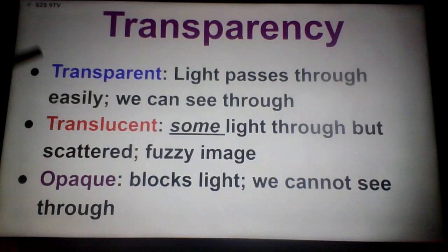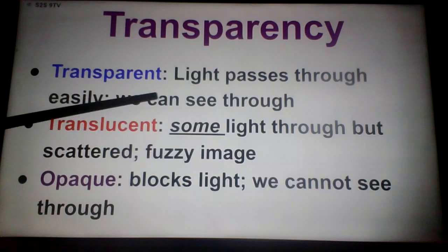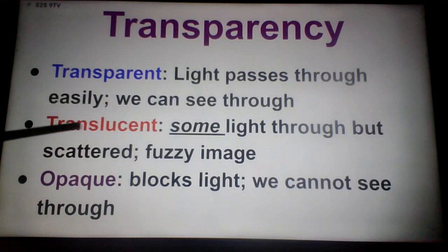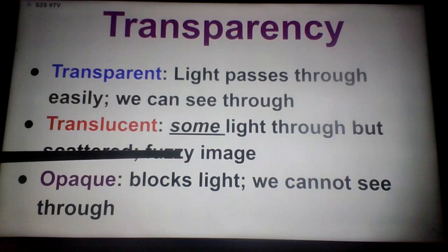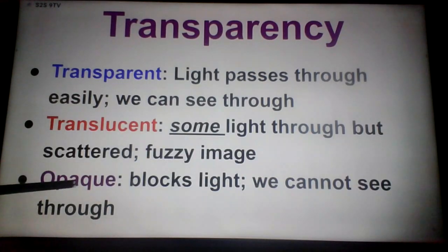So just 3 definitions here. Transparent are things that let light pass through and we can see everything well. Translucent, some of the light goes through but gets scattered, and what we see, if we see anything good, is really fuzzy. And opaque blocks light, we can't see through, and this is the reason we get shadows.